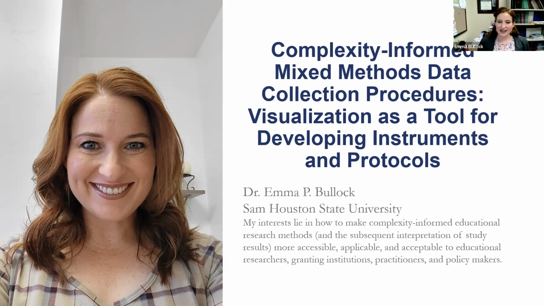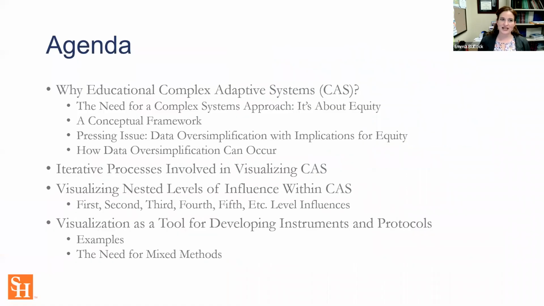So that leads into my agenda here. When I say why educational complex adaptive systems, I'm not saying that to convince any of you, but to possibly give us some arguments for how to convince others. Within that, there are four big points. The need for a complex systems approach is really about equity. When we start talking about equity and how complexity can help us to research in more equitable ways, people start to listen a little bit more.